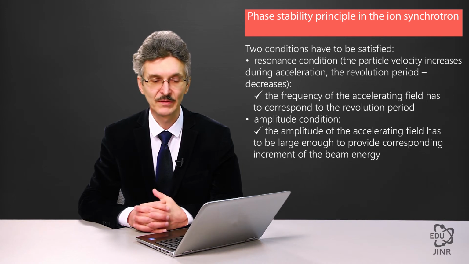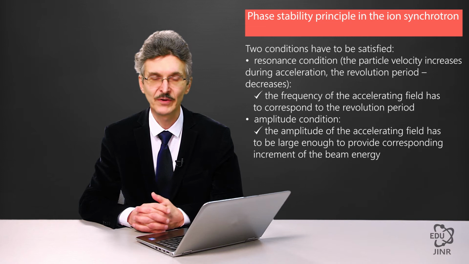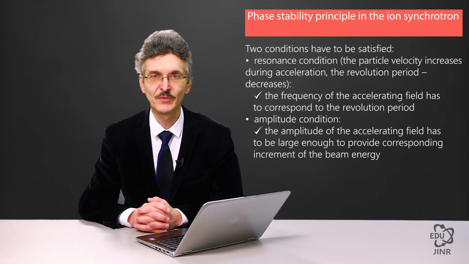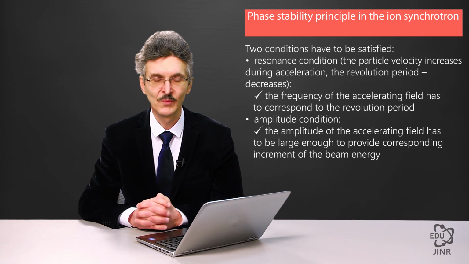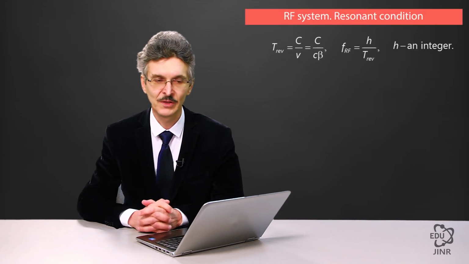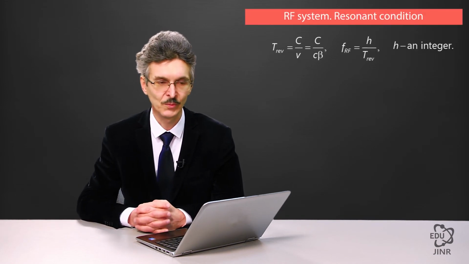The second condition is applied to the amplitude of the accelerating field. The amplitude of the accelerating field has to be sufficiently large to ensure a corresponding increase in the beam energy. If these two conditions, the resonant condition and the amplitude condition, are satisfied, then the injected beam is automatically divided into a sequence of bunches, following with the frequency of the radio frequency field and steadily gaining energy. This is the phase stability principle. When we fulfill these two conditions, Vladimir Veksler's phase stability principle takes care of the rest.